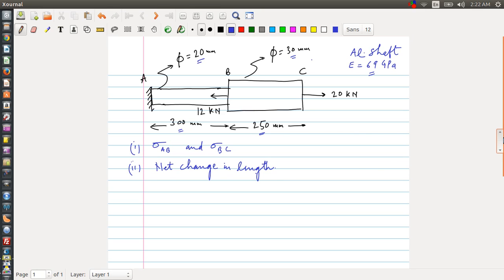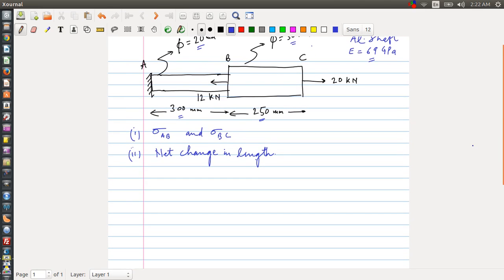Now the first thing we should be doing is drawing the free body diagram for this numerical problem. The idea of drawing the free body diagram is we should be replacing all the supports with the equivalent reaction forces, which will keep the system in equilibrium. So this is a kind of cantilever beam having a built-in support at section A. So we remove the support and replace it by this reaction RA in the horizontal direction.